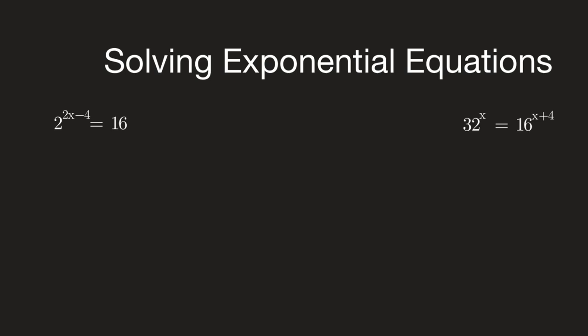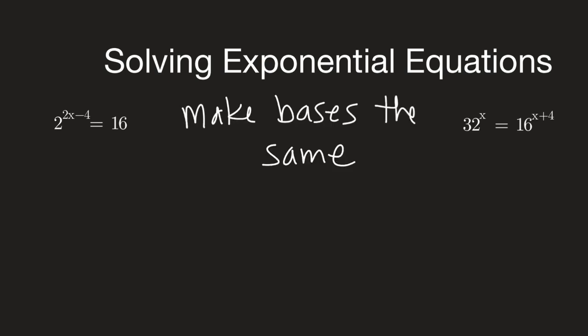So there are two different ways to solve exponential equations. One is by trying to make the bases of both sides the same. And what I mean by that is on the left side here, I have a base of 2. And then the right side is the number 16. Okay, so if I could somehow write 16 as 2 to some power, then I can apply a property.